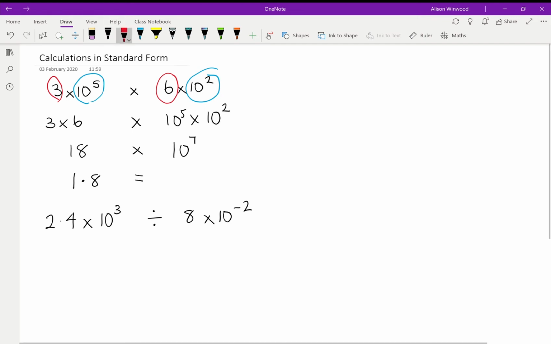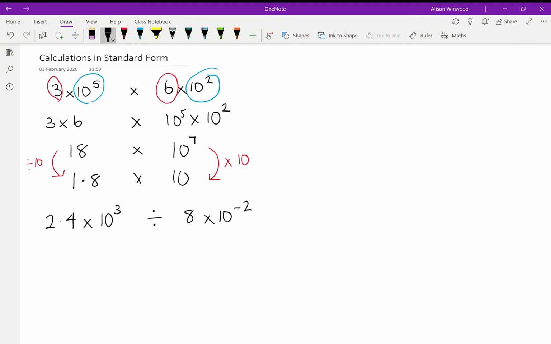Then because I've divided this number by 10, I've got to compensate, sorry, I put equals and I should multiply. We've got to multiply this number by 10. So 10 to the 7 multiplied by another 10 is 10 to the power 8.